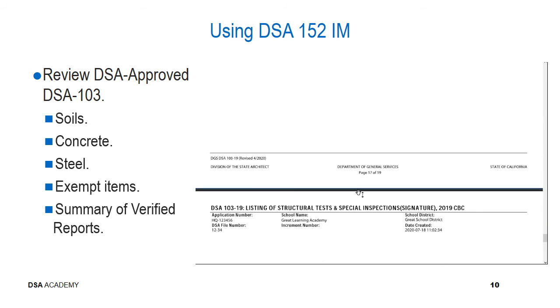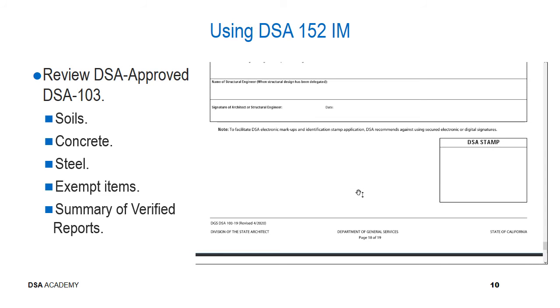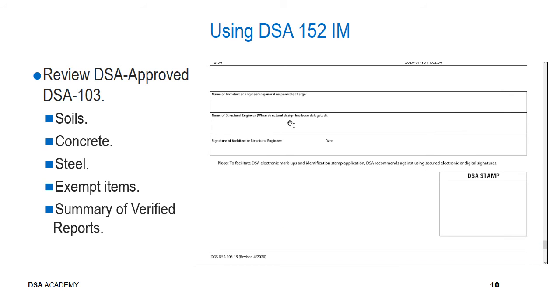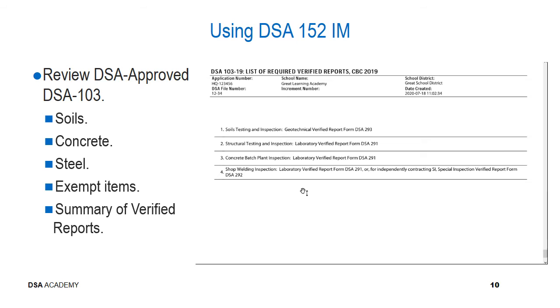Continuing on, and with the listing of the verified reports, there's a summary page that would normally be signed by the design professional and have the DSA identification and approval stamp there. And here's our listing of verified reports that are applicable.